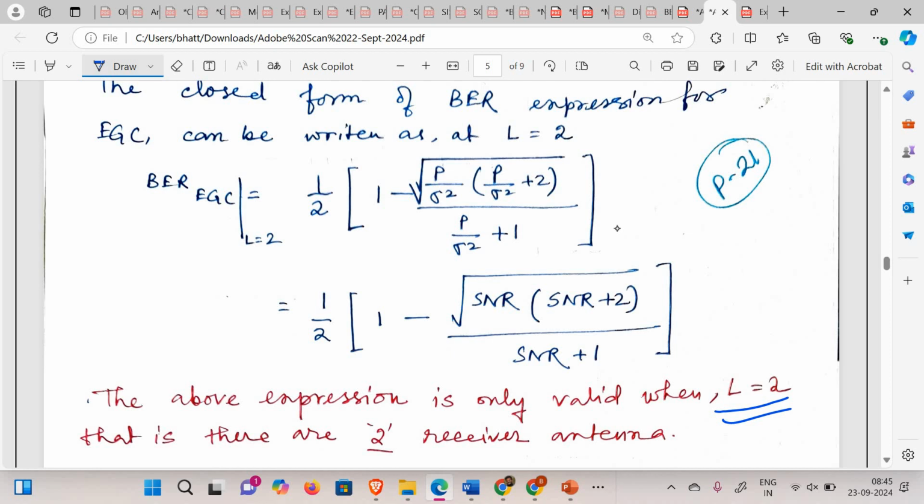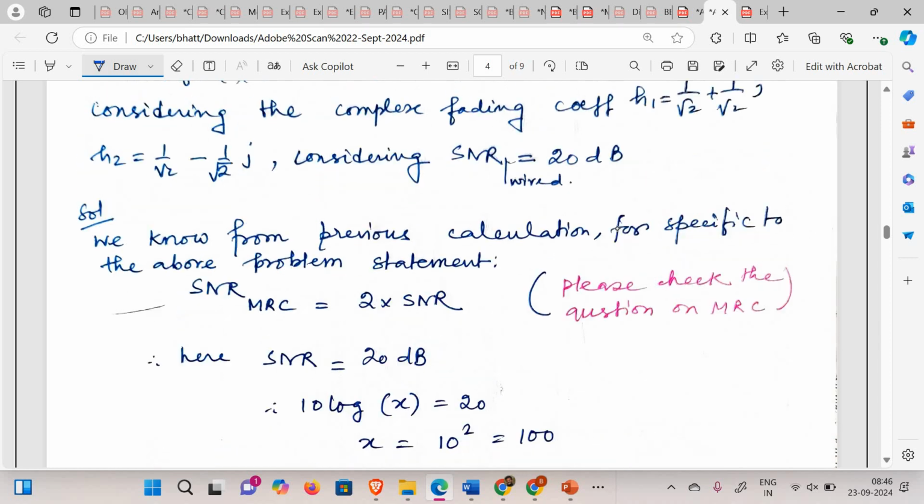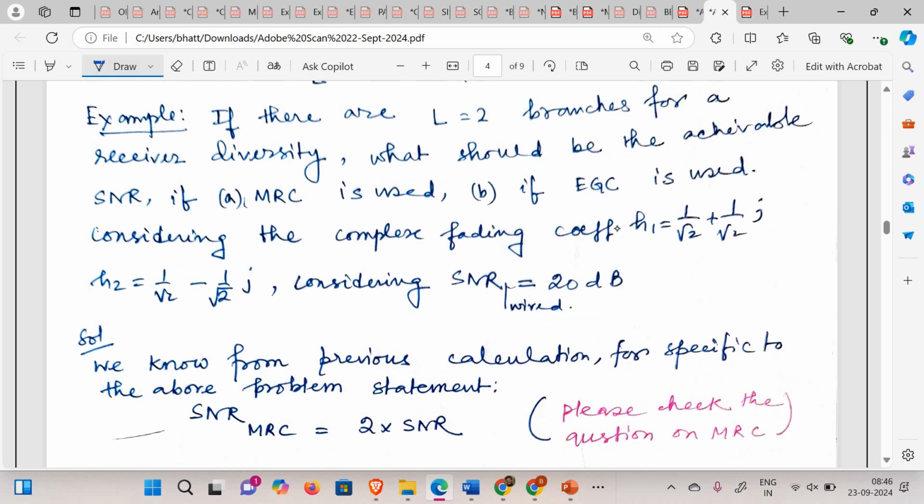For both cases, we have found the optimal weights for MRC as well as EGC. We have observed the SNR expression and the average BER expression for MRC, and the SNR expression and BER expression for EGC as well. Keeping that in mind, let us try to solve one question. Please make a note of it. This is a very simple question, which we did in last day's class also. This is just a comparison to that same question.